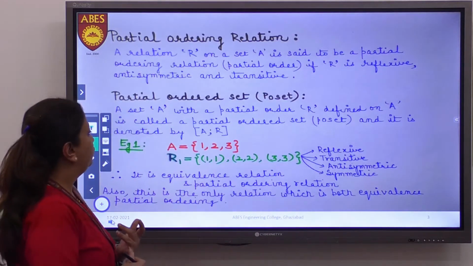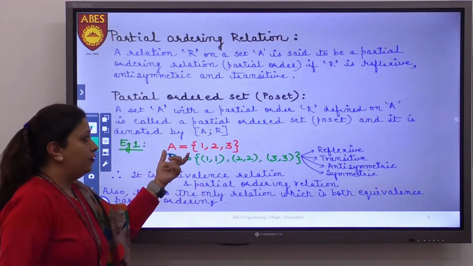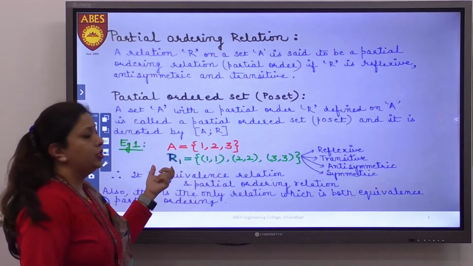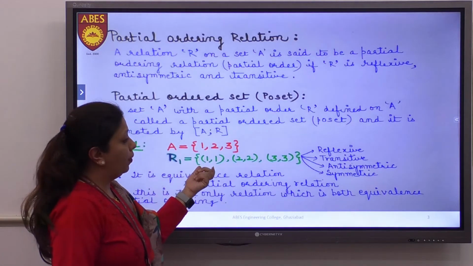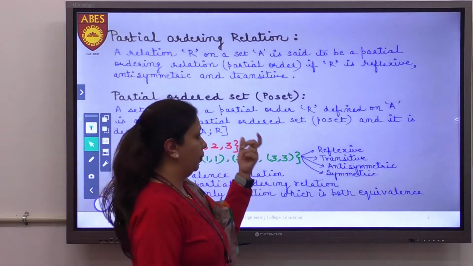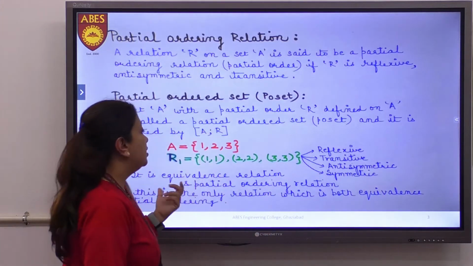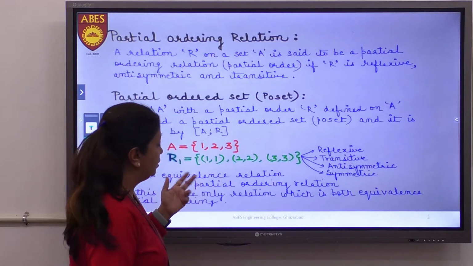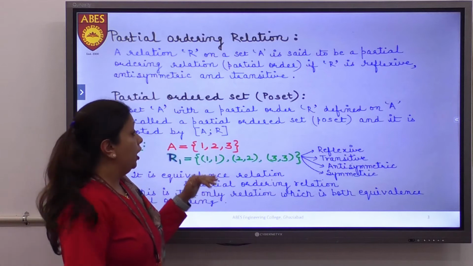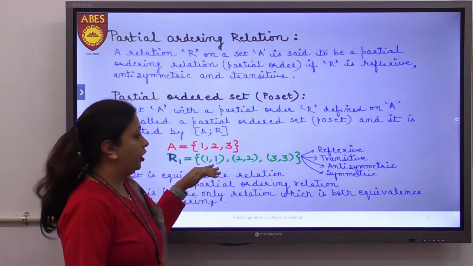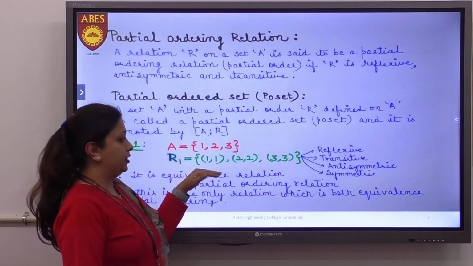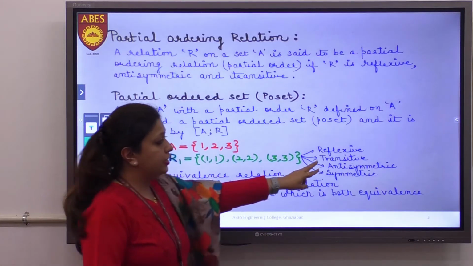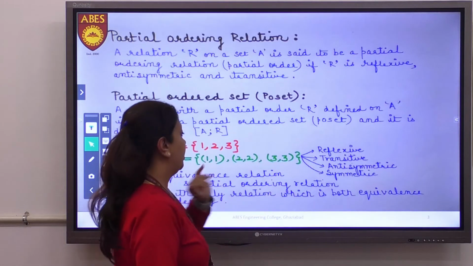So we will be taking the first example, that is, I have a set A with elements 1, 2 and 3, and I have a relation which is defined as (1,1), (2,2) and (3,3). First of all, we will examine whether this relation is a partial ordering or not. Now see, the first property, that is reflexive. So this relation is reflexive definitely because it contains all the diagonal elements, that is (1,1), (2,2) and (3,3).